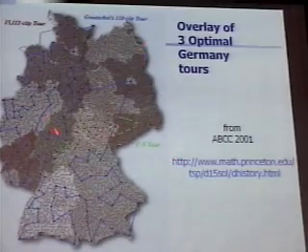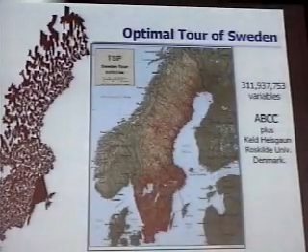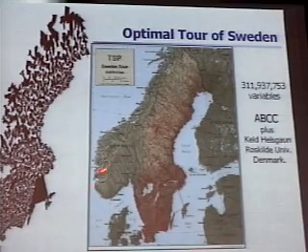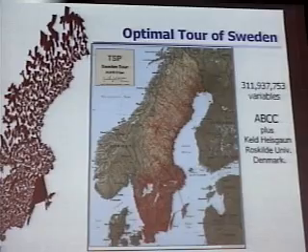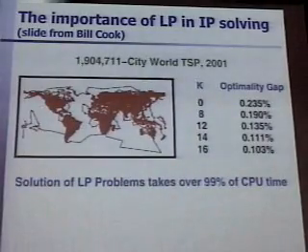This is the optimal tour of Germany. And that's the current world record. The optimum tour of Sweden. Sweden has, what was that, 25,000 cities. Here it's this number, 24,978 cities. Okay, and this is currently running, to 1.9 million, all cities in the world.